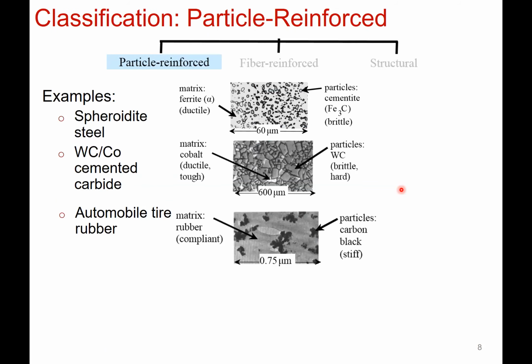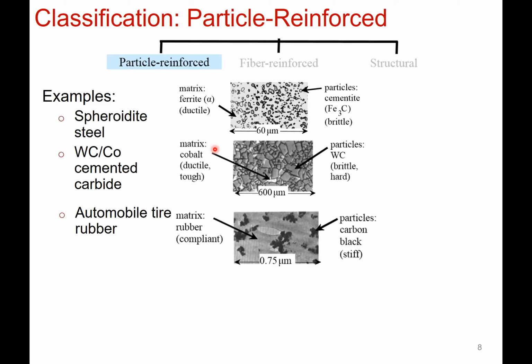All right, so particle reinforcements. Here are some examples. You can have a matrix of ferrite, so that's ductile. Usually the matrix is more ductile than the reinforcement. Your particles will then be cementite, like Fe3C, and so that's more brittle, but it's stronger.